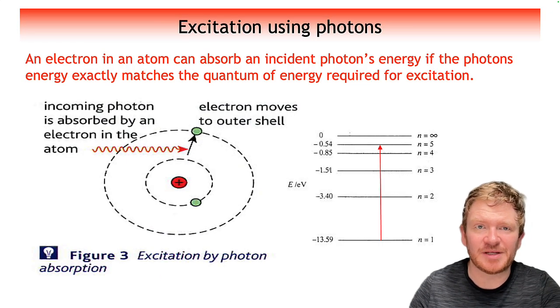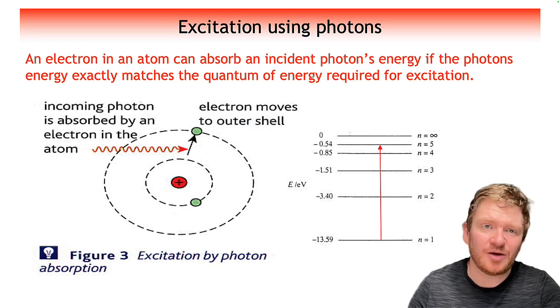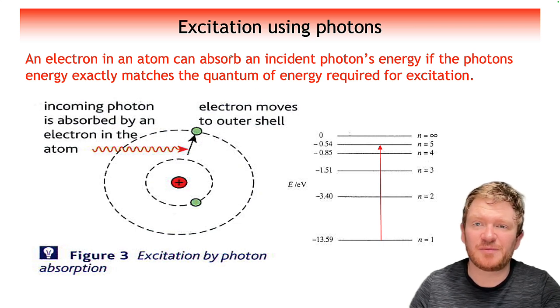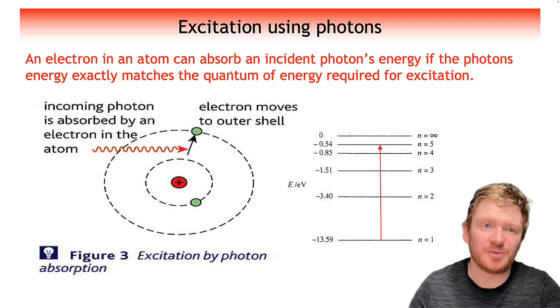Now here's the exciting bit. It turns out that we can also do this excitation by using photons, and that makes sense when we think about the spectrum that we were seeing. So we can have an electron sitting in its shell, and when it absorbs a particular photon, it is able to move up to an outer shell. We draw that on the diagram like this, going from maybe the n is 1 electron level up to the n is 5.